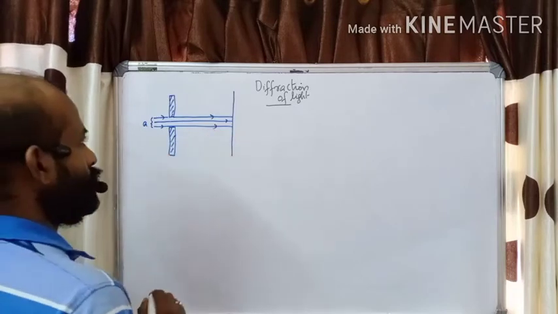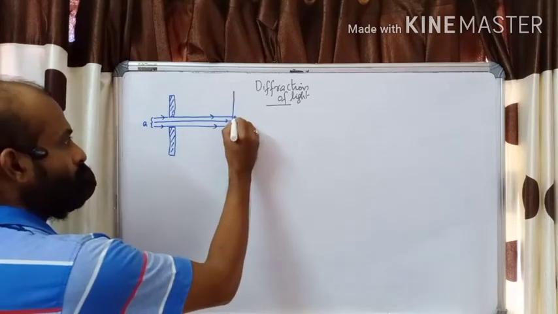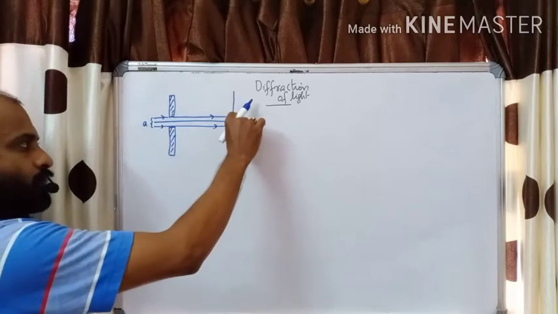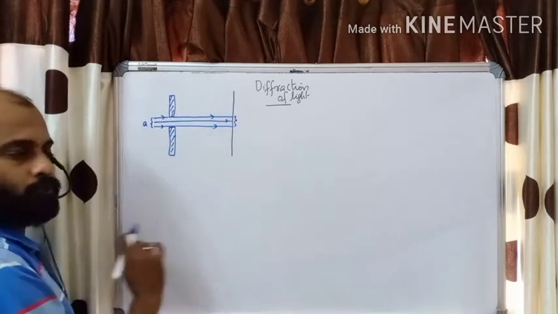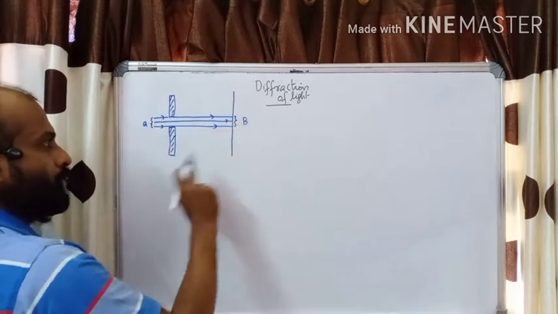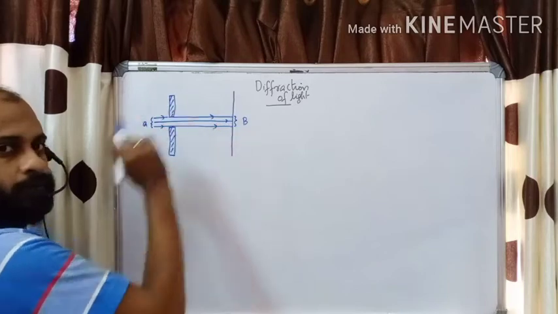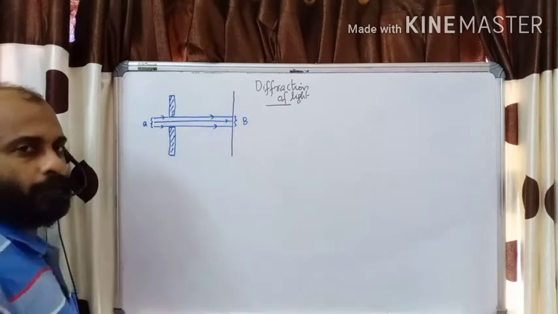So what do we expect? We expect this region to be the bright region. If the width of the slit is A, here we expect this width also should be A. And the remaining portion should be the dark portion. So this is the bright portion. Corresponding to the slit, we get an image here. So this will be the lighted portion.